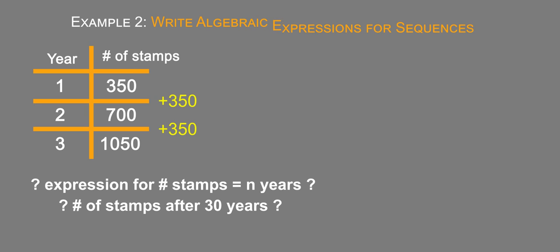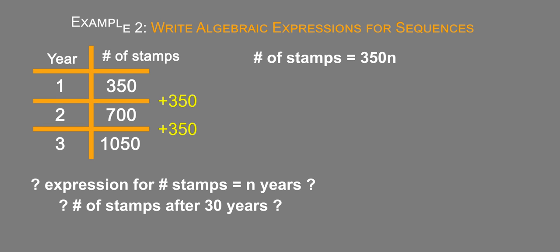But if we look at that in terms of an algebraic expression, we should recognize that the total number of stamps equals 350 times the number of years, which we're given as n. So 350 times 1 is 350. 350 times 2 is 700. Each year, this would add 350 more stamps.